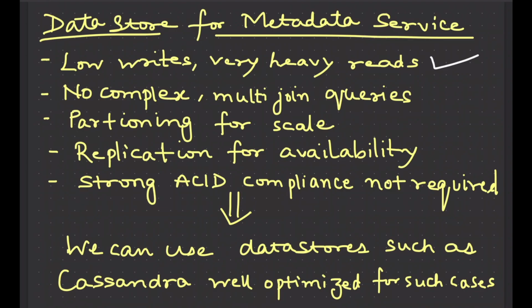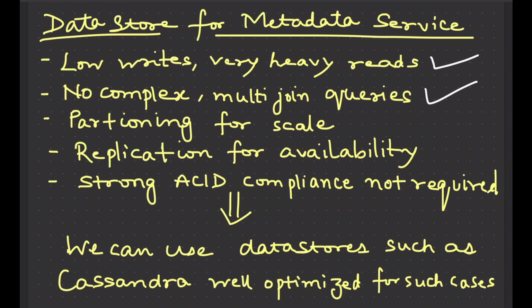Then let's talk about the second factor. We don't have many complex and multi-join queries. One big advantage of relational DB stores is that multi-join queries and complex queries are very well suited for those DBs, because that's what they're built for. That's the relational part which they're optimized for quite a lot.